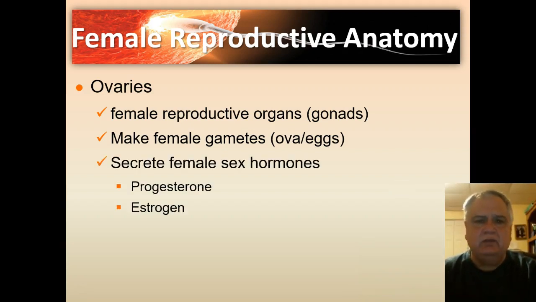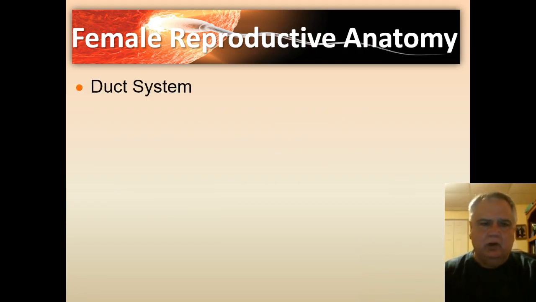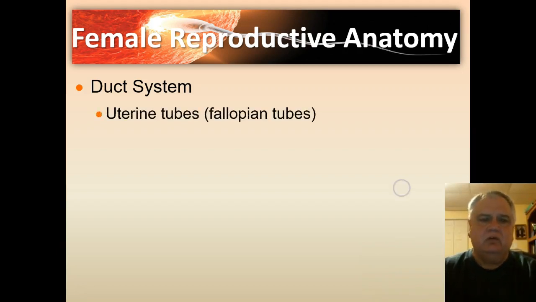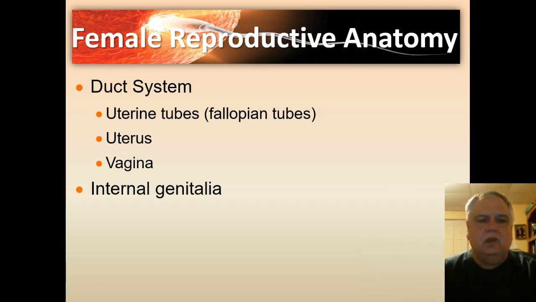But in addition to making the female gametes, the ova or the eggs, ovaries also manufacture two hormones, progesterone and estrogen. And we'll be talking about the importance of these, particularly when we get into the menstrual cycle. But in addition to the ovaries, just like with the male reproductive anatomy, just like with the testes, there was a duct system. Here in the female reproductive system, we're going to have a duct system as well. That system consists of the uterine tubes, also known as the fallopian tubes, the uterus, and the vagina. Those are the parts of the duct system.